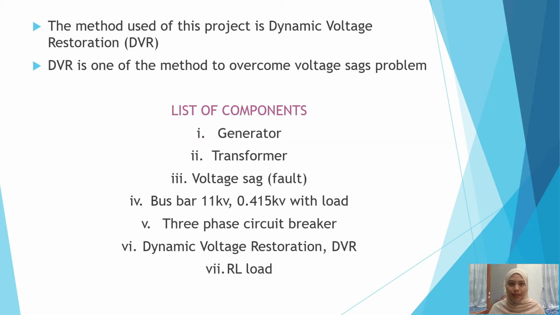Okay. The method used for this project is the dynamic voltage restorer (DVR). DVR is one of the methods to overcome the voltage sag problem. The list of components that we use is generator, transformer, voltage sag, bus bar 11 kV, which is the primary part of the transformer, 0.415 kV, which is the secondary part of the transformer, and the bus bar with load. Then the 3-phase circuit breaker, DVR, and last is RL load.